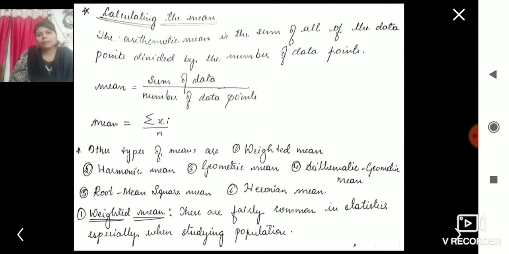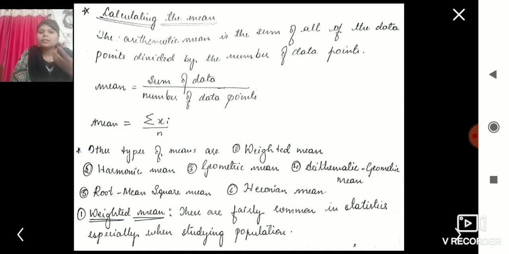So calculating the mean, how do you calculate the mean in a simple way? As I've already discussed, the arithmetic mean is the sum of all the data points divided by the number of data points. That is, mean is equal to the sum of the data divided by the number of data points. In mathematical formula, mean is equal to sigma of xi divided by n, where n is the total number of data points in the set.